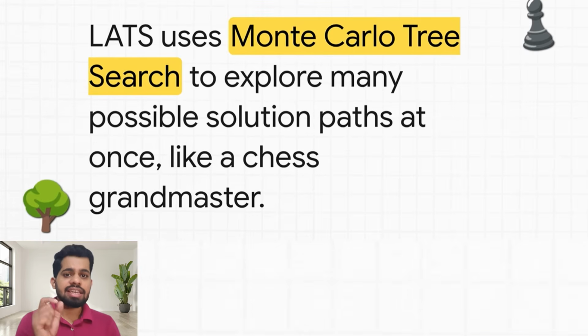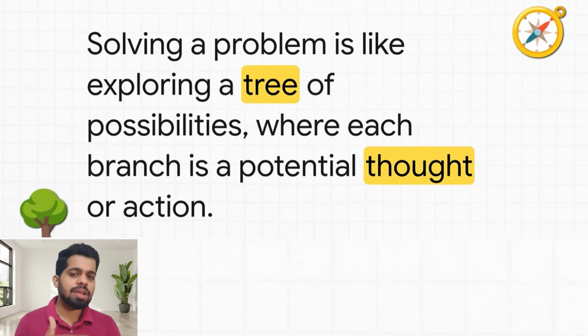LATS unifies reasoning, acting, and planning capabilities within language models by integrating Monte Carlo Tree Search and leveraging language models for value function and self-reflection. Think of solving a problem as navigating a tree. The root is the initial question, and each branch is a possible thought or action.